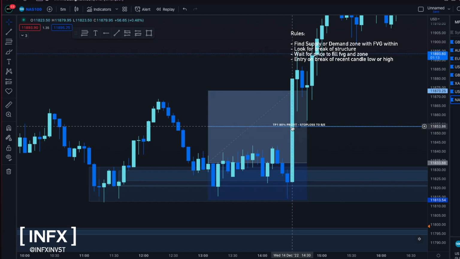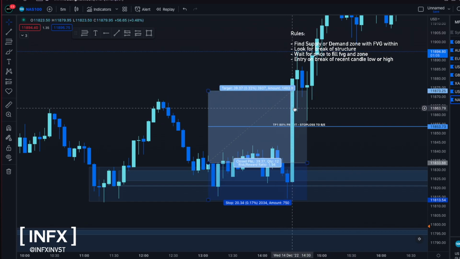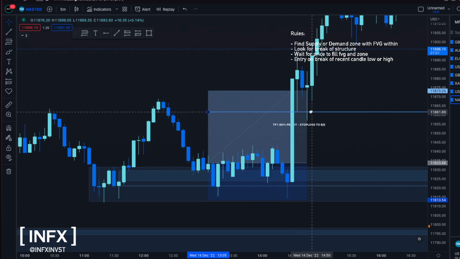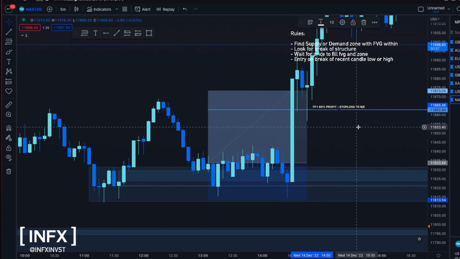Almost didn't have time to actually manage this trade because I was out, and it pretty well just went straight up to the 40 pip profit target here. I think I took about 80% out around here, in fact, around this level, because it went so quickly and my alerts went off. So really good.